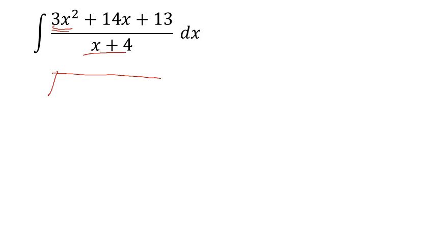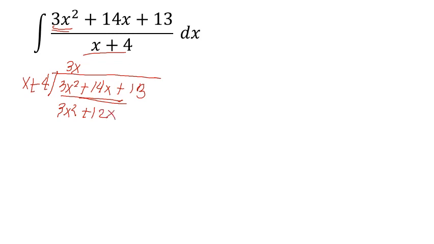Or division of polynomials. So I have 3x squared plus 14x plus 13, right? This is my numerator divided by x plus 4. So just simply do your algebra. So this is equal to 3x. Then I have 3x squared plus 12x, right? So i-minus siya sa ato ang two terms. So I have here, this is 0.